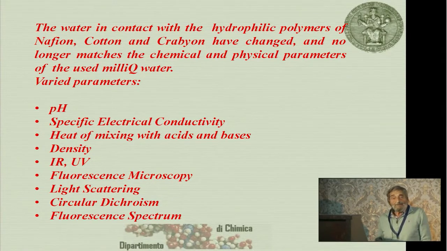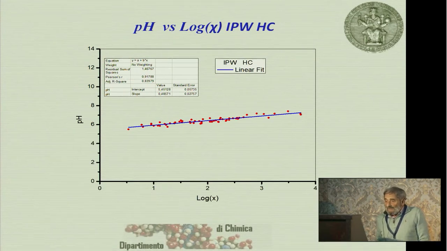Varied parameters: pH, specific electrical conductivity, heat of mixing with acids and bases, density, IR, UV absorbance, fluorescence microscopy, light scattering, circular dichroism, fluorescence spectra, and so on. And the linear trend of pH as a function of the logarithm of electrical conductivity obtained using as perturbing polymer hydrophilic cotton. And such linear trends in log-log graphs hint at a fractal nature of the perturbations induced in the liquid.